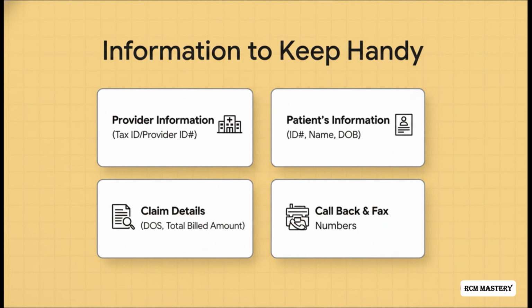So what absolutely has to be on this cheat sheet? Well, you've got to have your provider info ready to go. That's the tax ID or provider ID number. Then, of course, the patient's information, their ID number, name, date of birth. You'll need the specific claim details like the date of service and the total amount you billed. And hey, don't forget your own callback and fax numbers. Having all this handy means you get right to the point, no time wasted.